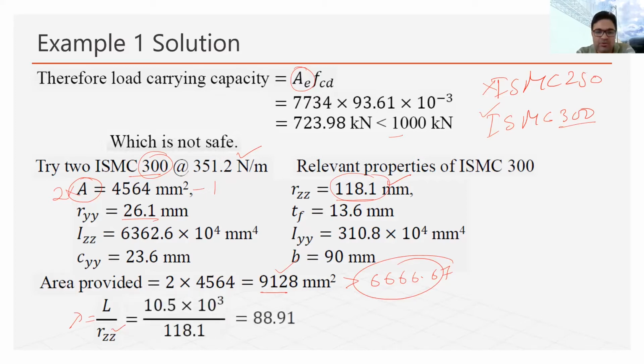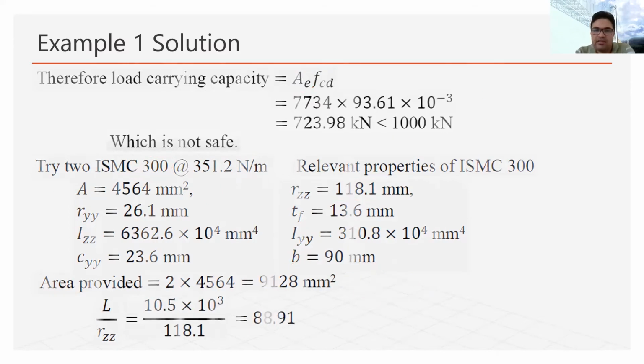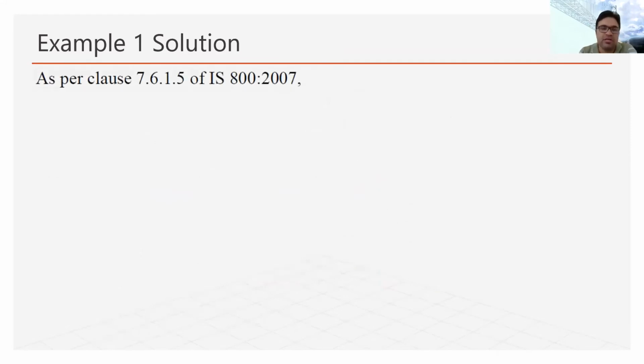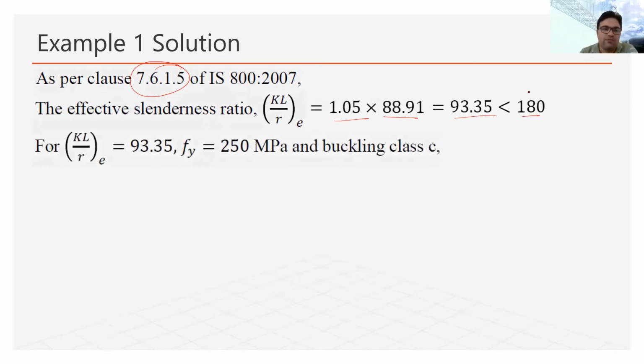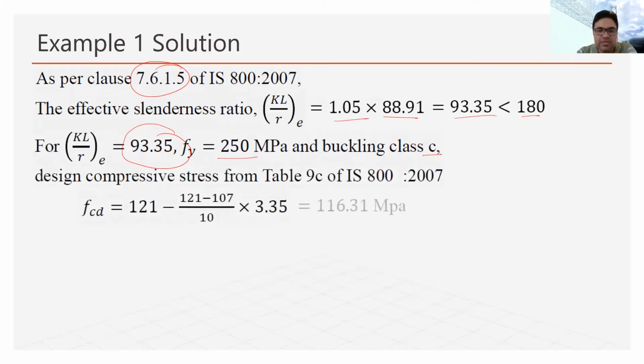So putting in all the values, we find lambda as 88.91. Again finding the fcd value, as per this clause we will increase this value by 1.05. Multiplying the same value by 1.05, we get 93.35, which is less than 180, which is safe. Now for this effective slenderness ratio, fy value and buckling class C, we find the fcd value. It will be 116 megapascal.